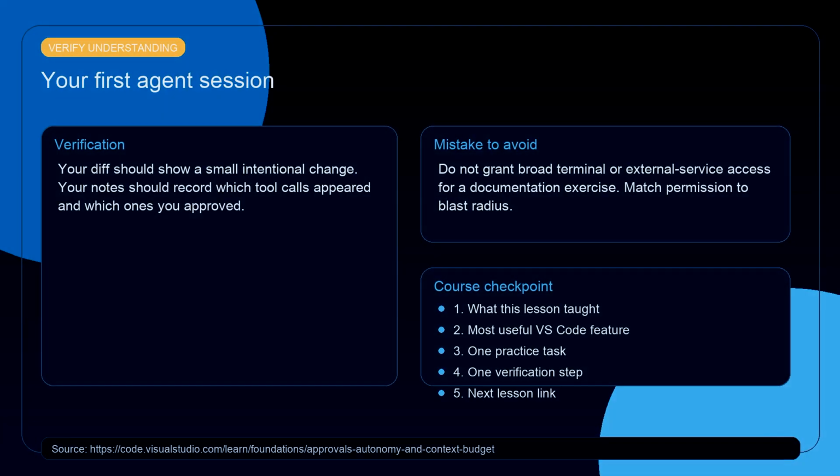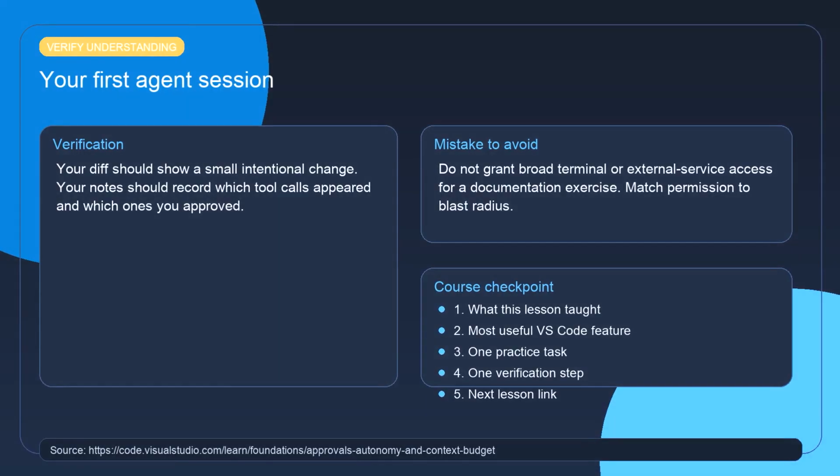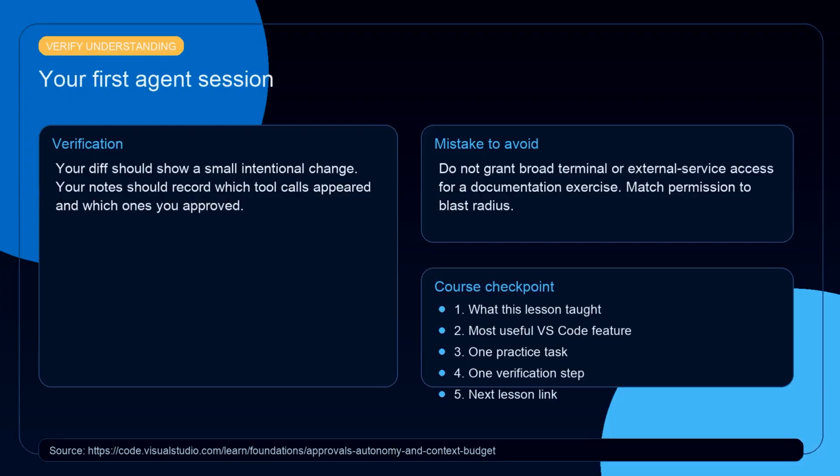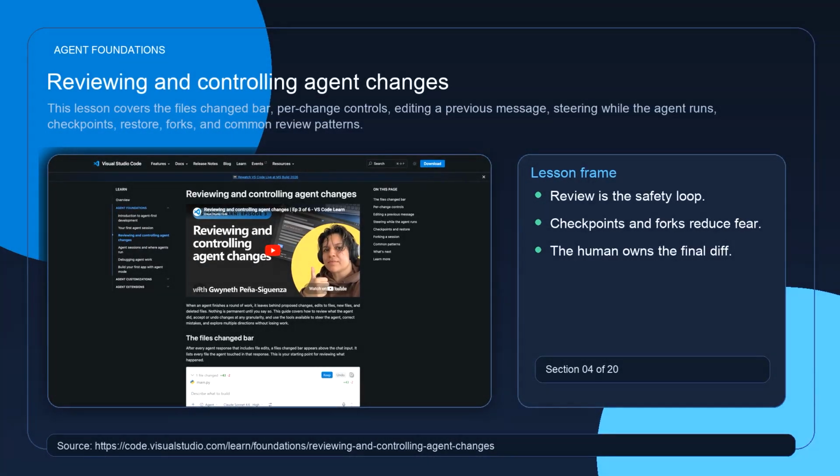Match permission to blast radius. The 3 takeaways are: use scoped autonomy, watch tool calls, and control the context window. Lesson 3 of 18, reviewing and controlling agent changes.